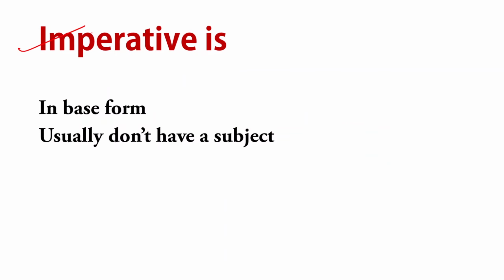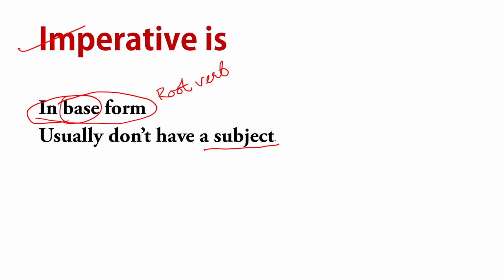An imperative is always in base form. Remember it. An imperative verb is always in its base form. Base form means root verb form. Usually imperative verbs don't have any subject before them.